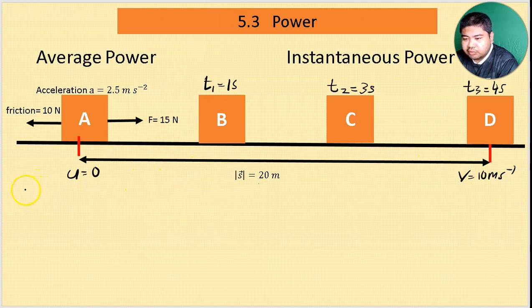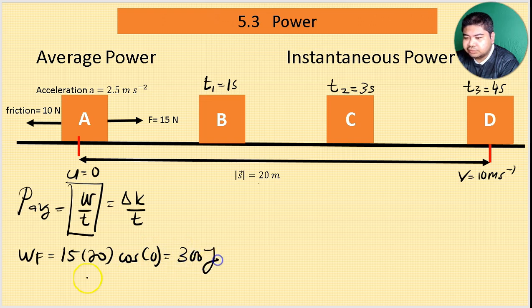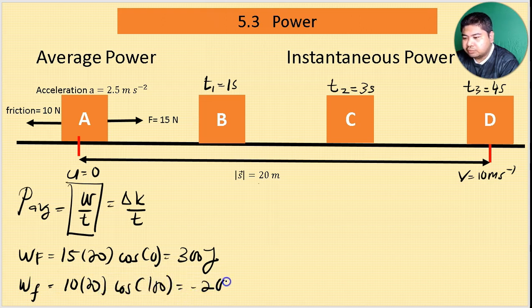Alright, so let's say the question asks you to find the average power delivered to the block. So we are going to use the equation work over time, or change in the kinetic energy over time. I'm going to show you how to use the first equation here. So we have two forces there. We are going to do the same, except now the magnitude of the external force is bigger. So 15 times 20 cos 0, you get 300 joules, and then the work done by the friction is 10 times 20 cos 180, you get negative 200 joules.